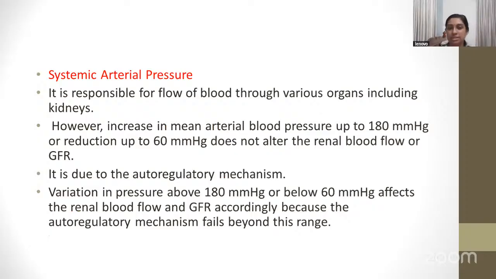Next is the systemic arterial pressure. It's usually the arterial blood pressure that is responsible for the blood supply to the kidneys also. When the systemic arterial pressure is high, filtration will be more. Also, some damage can occur to the filtering apparatus. What is the filtering apparatus? It consists of three things.